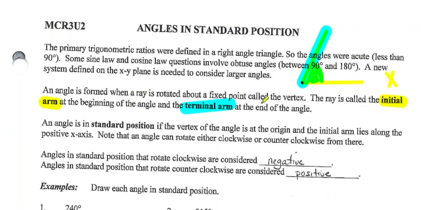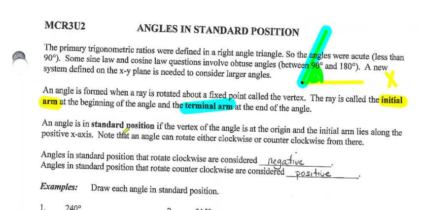So you need to know the difference between the two, and you need to know what angle we're looking at. All right, so an angle is in standard position if the vertex of the angle is at the origin, which is the point 0, 0, and the initial arm lies along the positive x-axis. So that's what I was talking about here. If that's always going to be on the positive x-axis, then it will always be in standard position, which is the regular way that we're going to draw it regardless.